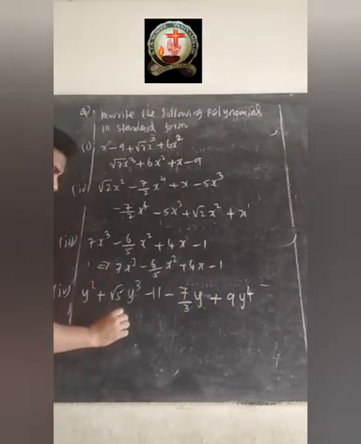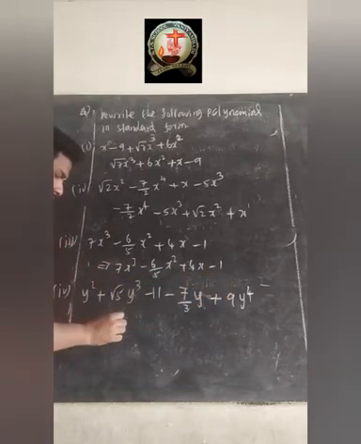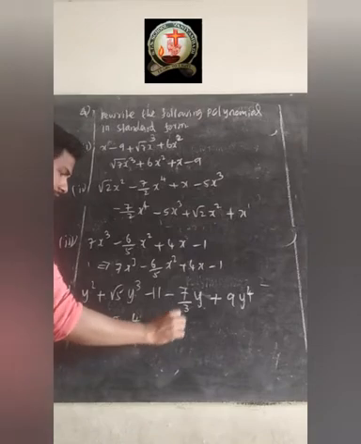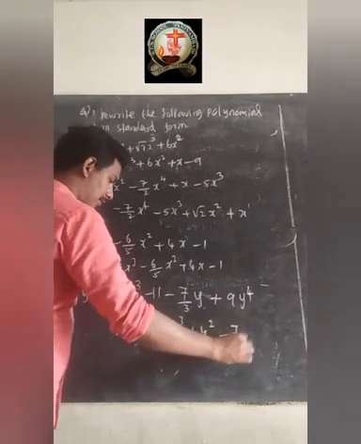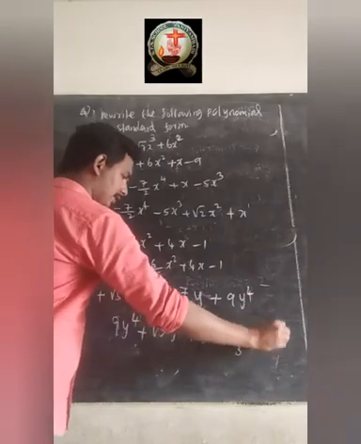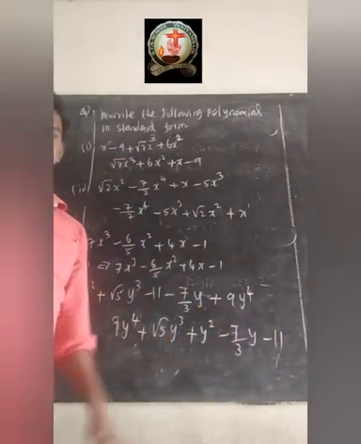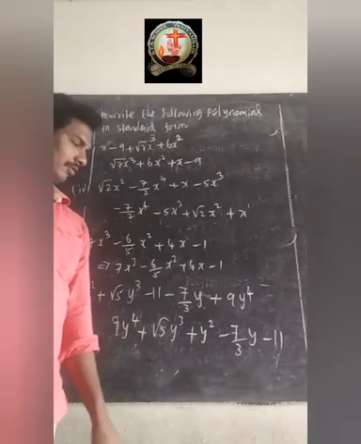Next here, the highest power is 4: 9 y power 4 plus root 5 y power 3 plus y square minus 7 by 3 y minus 9. So this is the answer for these questions.